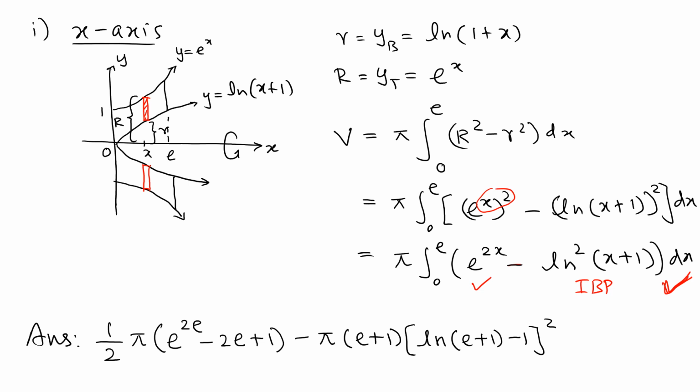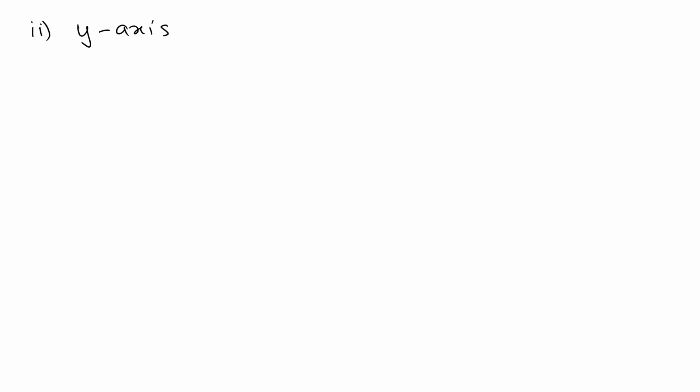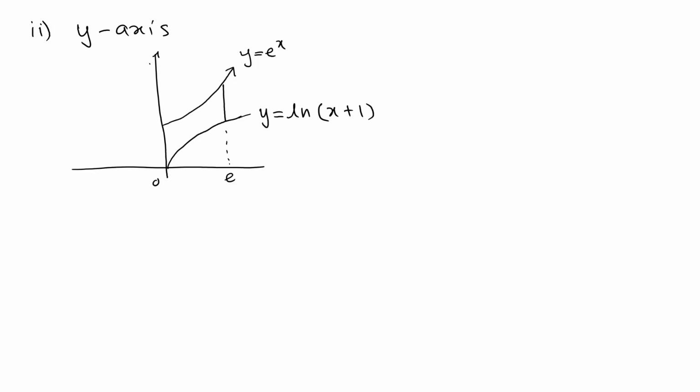Okay, so let's look at the second part. In this part we rotate about the y-axis. When you rotate about the y-axis, this can jump to the other side, so you get the two curves and the region. For this problem, it will be easy to do the cylinders now. So we can do the cylinders method. We're going to pick a typical cylinder here.